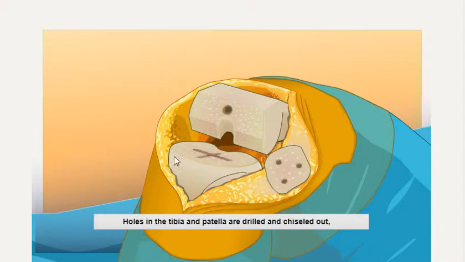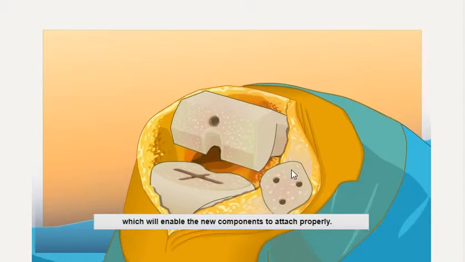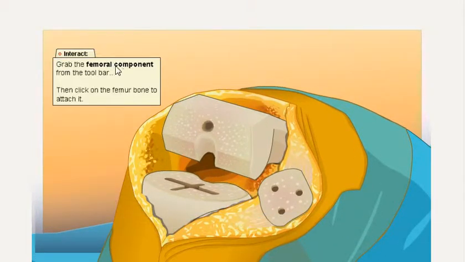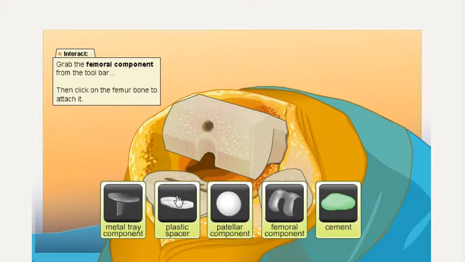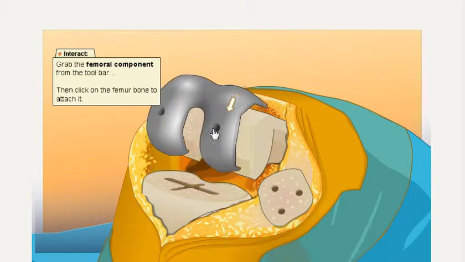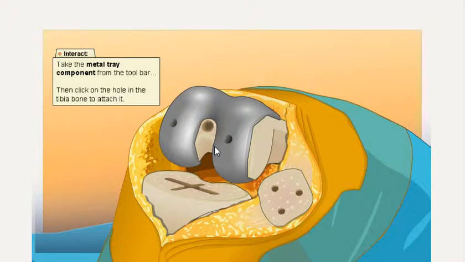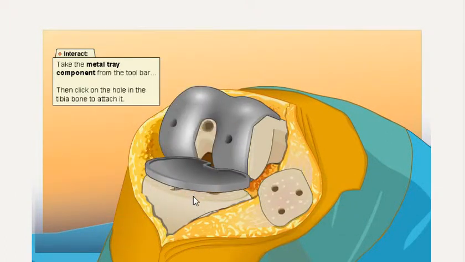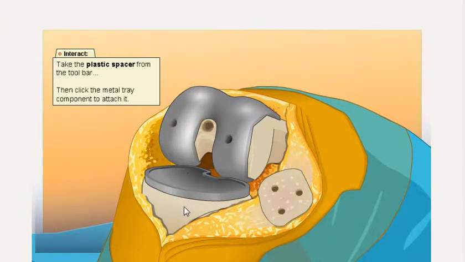Holes in the tibia and patella are drilled and chiseled out, which will enable the new components to attach properly. Time to place the trial components. First, attach the femoral trial component. Attach the metal tray trial component to the tibia. Insert the plastic trial spacer into the metal tray component.